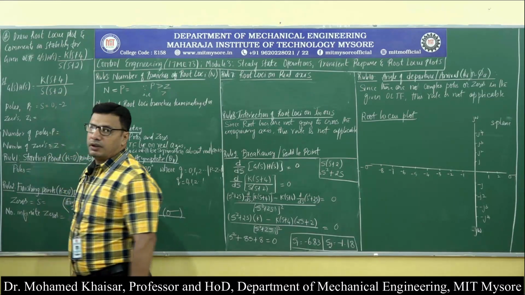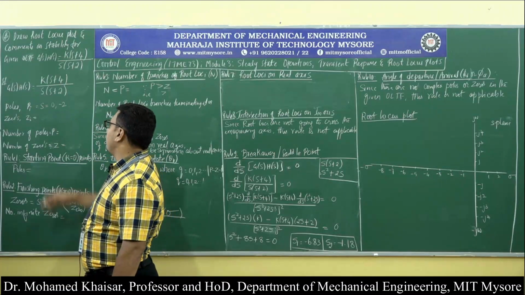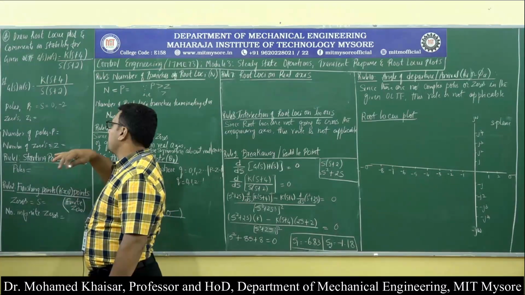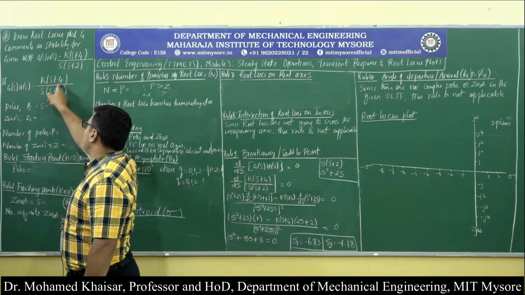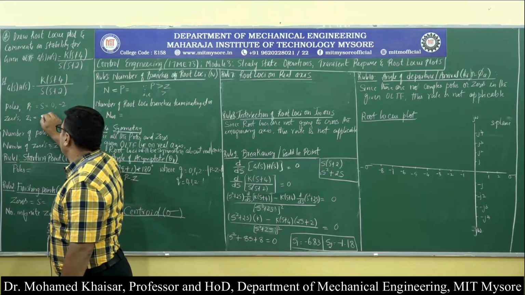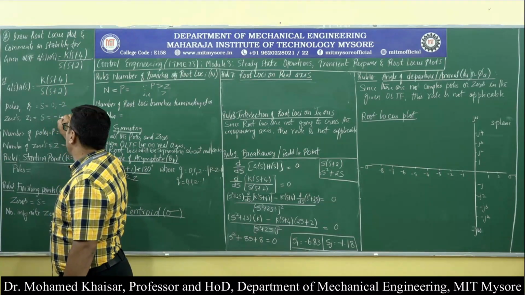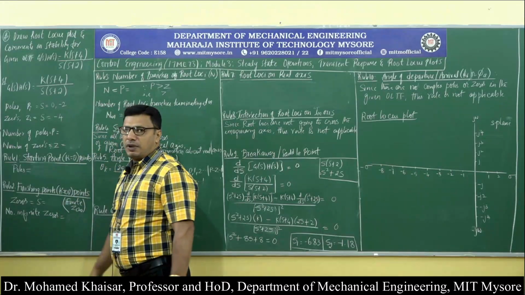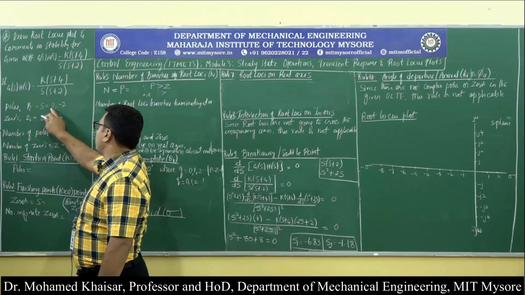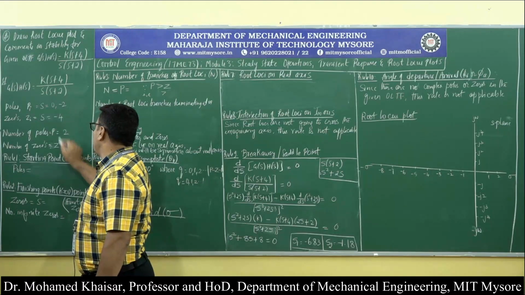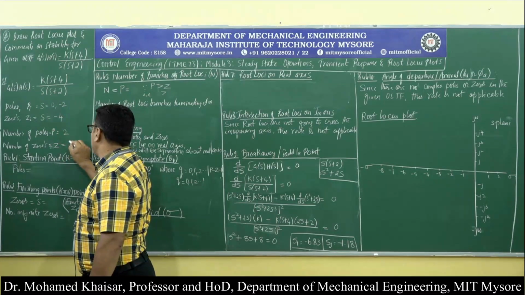We need to equate the denominator terms to 0, and we will obtain the s values, and those will become the poles. Zeros are s plus 4, there is only one zero. So, s is equal to minus 4 is the only zero present. Number of poles we are given with. How many poles are there? 2 poles. How many zeros are there? There is only one zero.